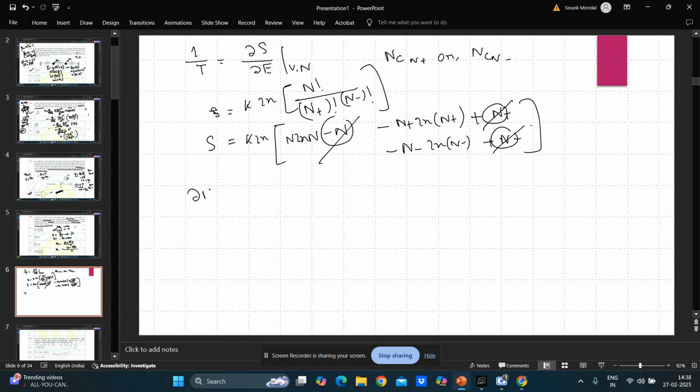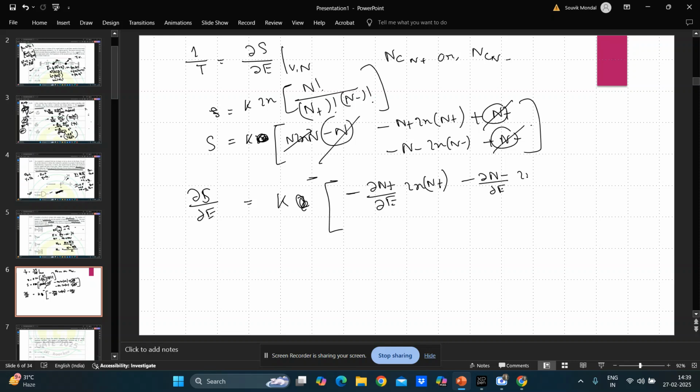Now if you do del s del e, this term will give you nothing, because this is n log n, a constant. So this term will vanish when you do del s del e. So your only surviving term is, sorry, there is no log here. Okay. So your only surviving term is del n plus del e into log n plus minus del n minus del e log n.